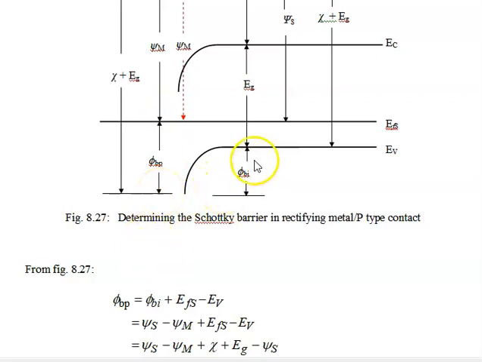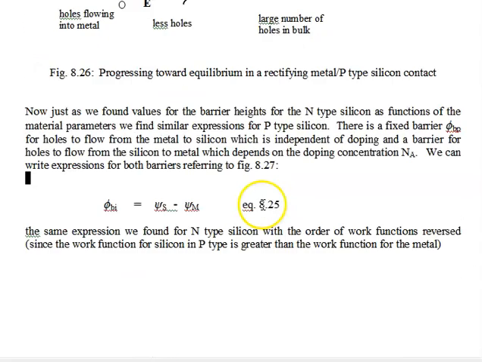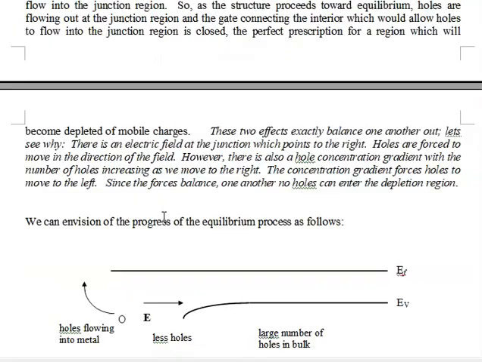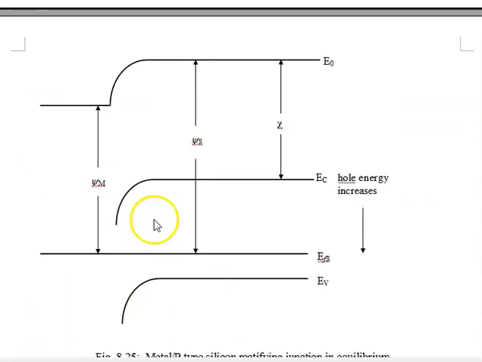Okay, now we want to find phi bp, so we want to first put that in terms of phi bi. The other thing I should mention before we go on here: phi sub m is not a function of doping. It's a characteristic of the metal only. Each metal has its own specific work function, but phi sub s is a function of doping because the Fermi level rises and falls with doping. If the doping was greater, it would fall, and phi sub s would be even bigger.